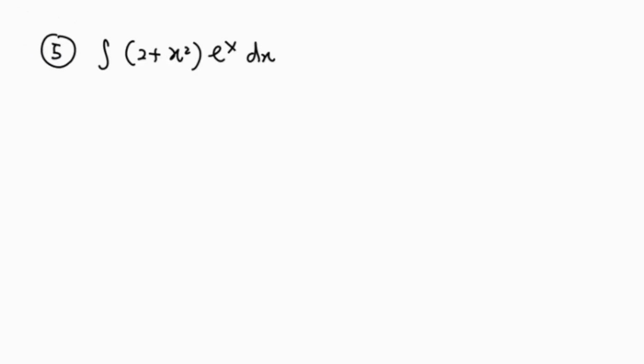So next we're going to integrate (2 + x squared) e^x dx. This is our quadratic polynomial, and this is our exponential function. When we want to integrate this mixed function, you can see polynomial and exponential are different kinds of functions. We can use integration by parts. So for u and dv, what function can be selected as u?